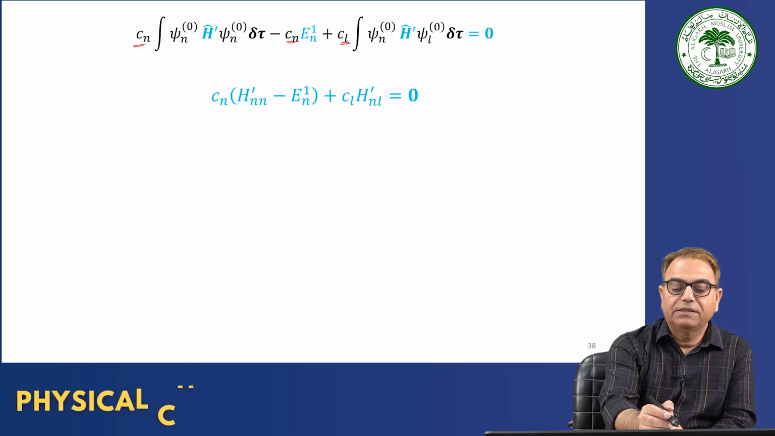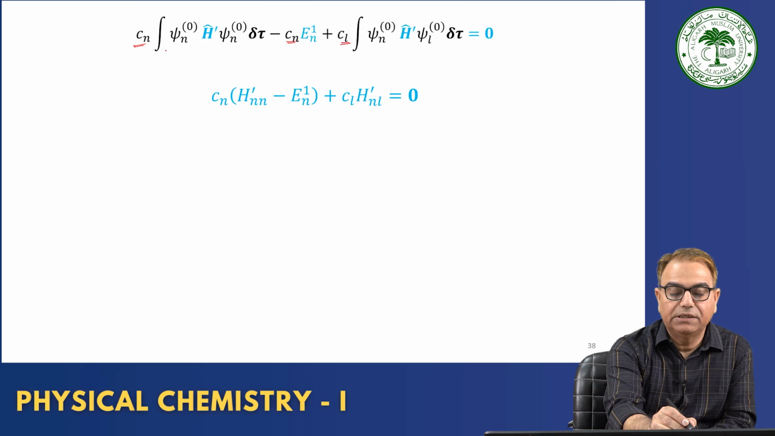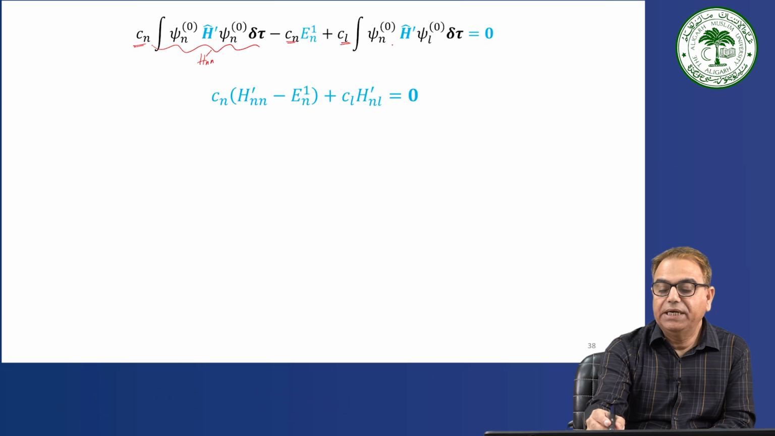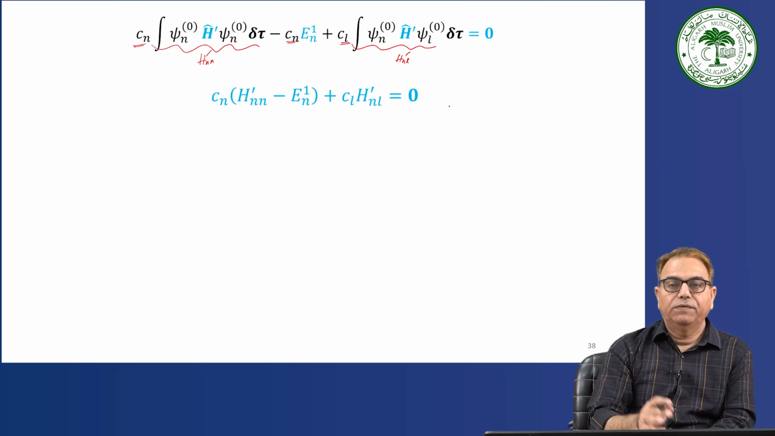Like write the first integral as h n n prime, then minus En1 you can write. Cn h, this integral I have written as h n n prime. So it will be Cn h n n prime minus En1, then plus Cl h n l prime. This integral again with the same will be h n l prime is equal to 0. Okay. So we got this equation.